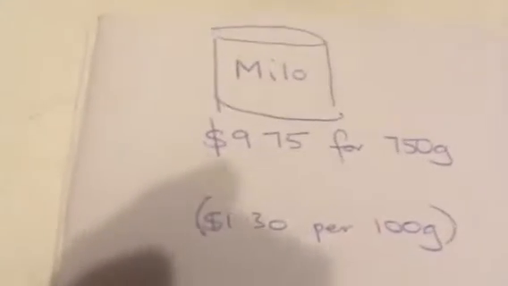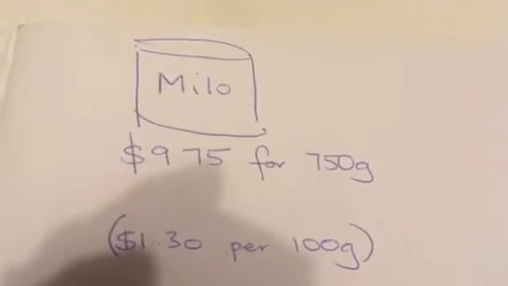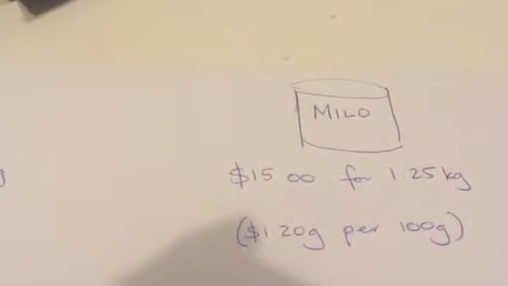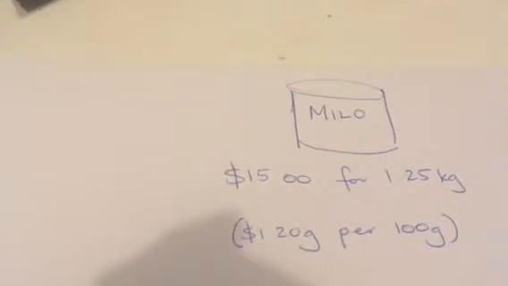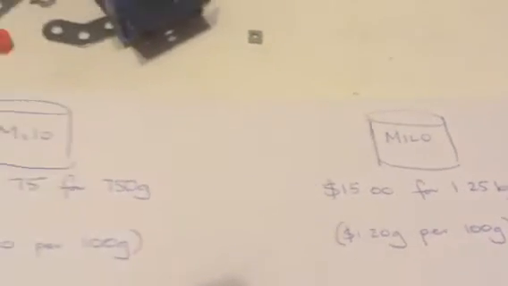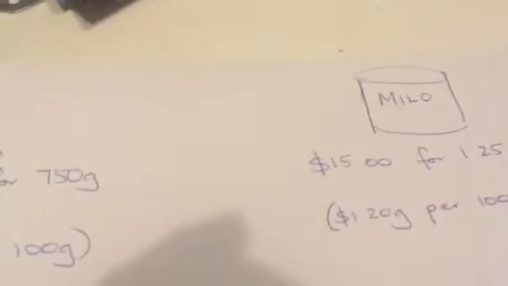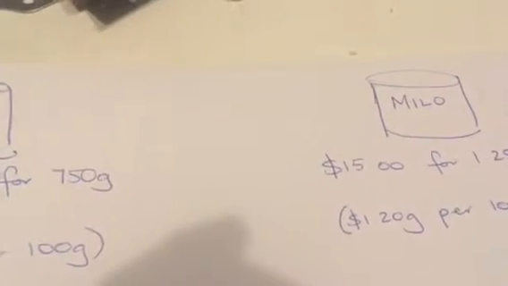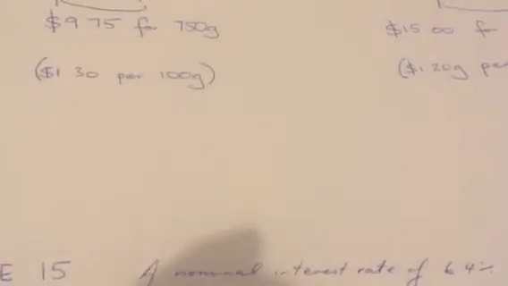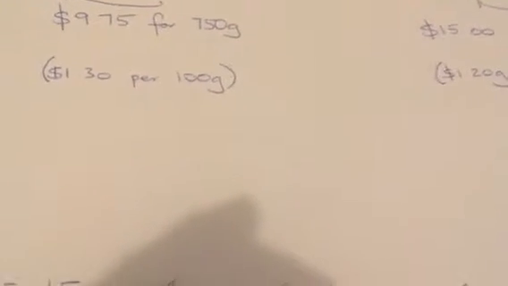So unit pricing is where we divide it into groups of 100 grams and we find out how much it is per 100 grams. So in this case, the larger tin of Milo would be a better buy. So that's called unit pricing. Effective interest rate is sort of the same. The idea of effective interest rate is that we are trying to compare interest rates in an even way, and the evenness is by looking at the interest rate as if it was compounded monthly.